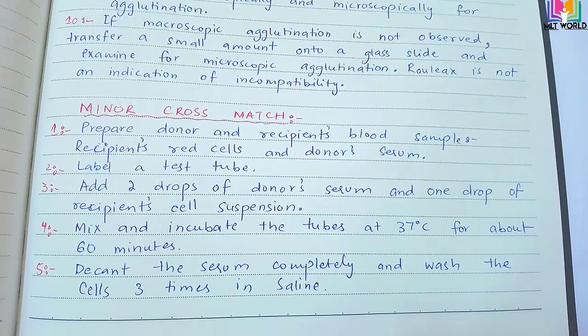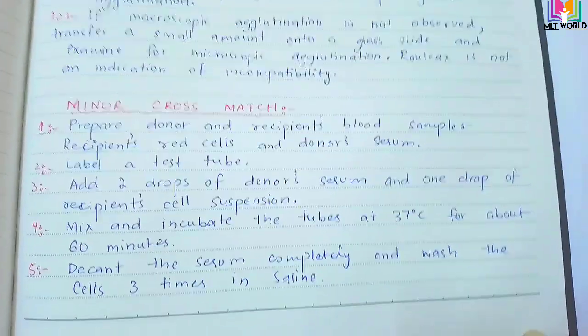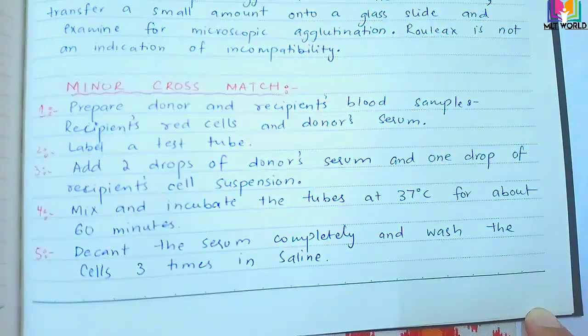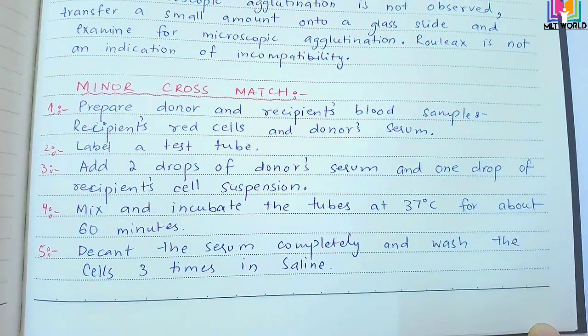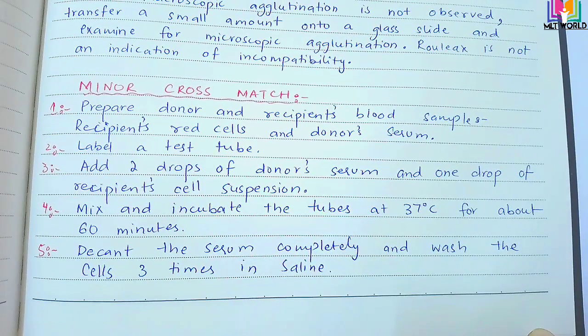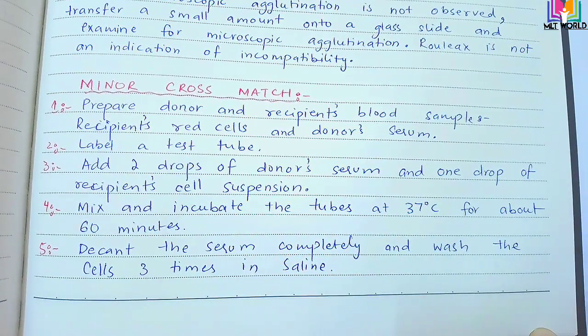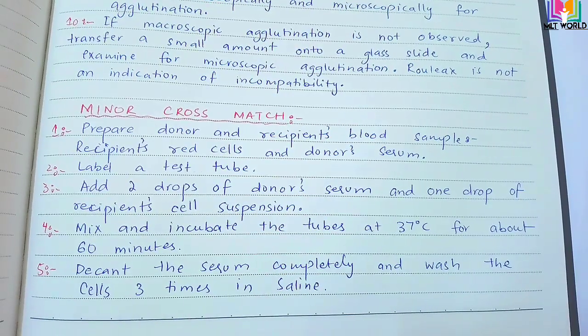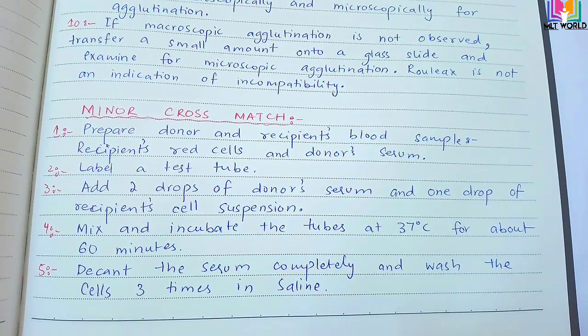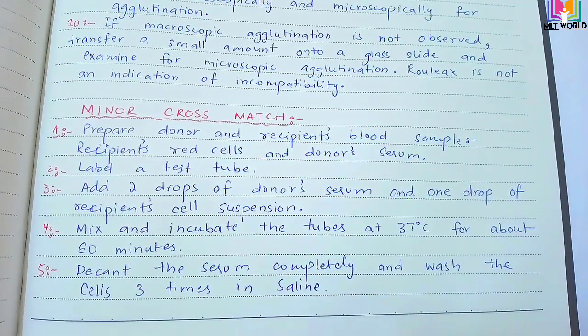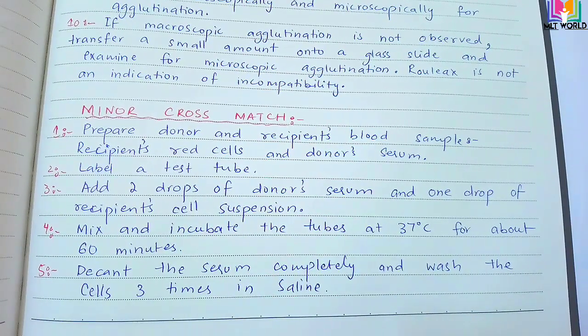After that, the same procedure as in my major cross match. We will mix and incubate at 37 degrees centigrade for about 60 minutes, meaning 1 hour. After that, decant the serum completely and wash the cells 3 times in the saline.